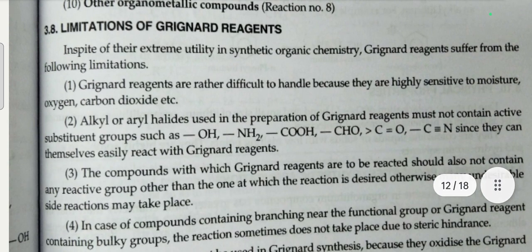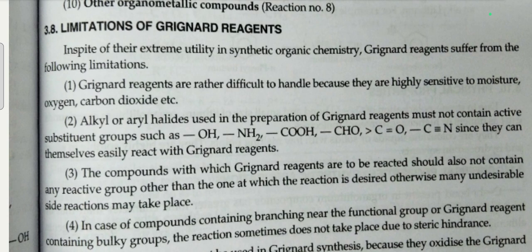Limitations of Grignard reagents. In spite of their extreme utility in synthetic organic chemistry, Grignard reagents suffer from the following limitations. First, Grignard reagents are rather difficult to handle because they are highly sensitive to moisture, oxygen, carbon dioxide, etc. Second, alkyl or aryl halides used in the preparation of Grignard reagents must not contain active substituent groups such as OH, NH2, COOH, CHO, CO, CN, since they can themselves easily react with Grignard reagents. Third, the compounds with which Grignard reagents are to be reacted should also not contain any reactive group other than the one at which the reaction is desired. Otherwise, many undesirable side reactions may take place.